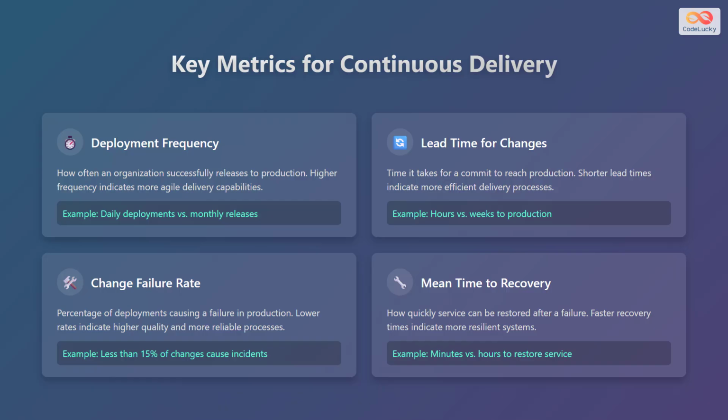Third, change failure rate. Percentage of deployments causing a failure in production. Lower rates indicate higher quality and more reliable processes. Example: less than 15% of changes cause incidents. Fourth, mean time to recovery. How quickly service can be restored after a failure. Faster recovery times indicate more resilient systems. Example: minutes versus hours to restore service.